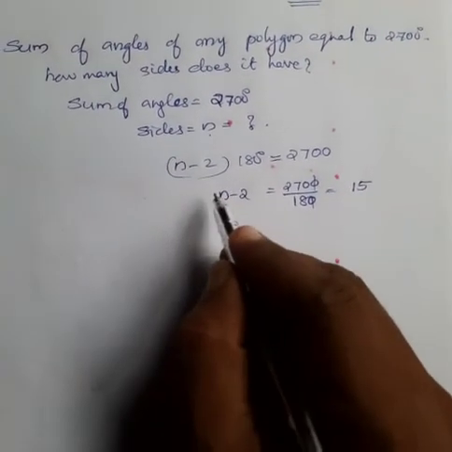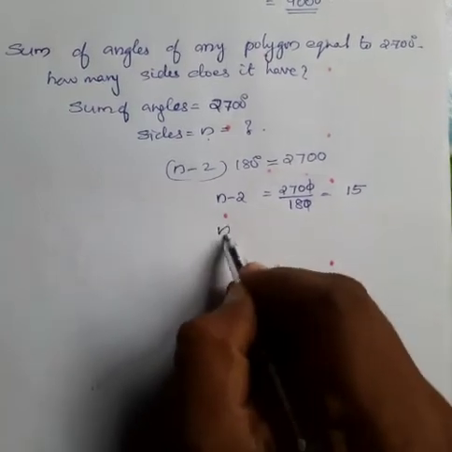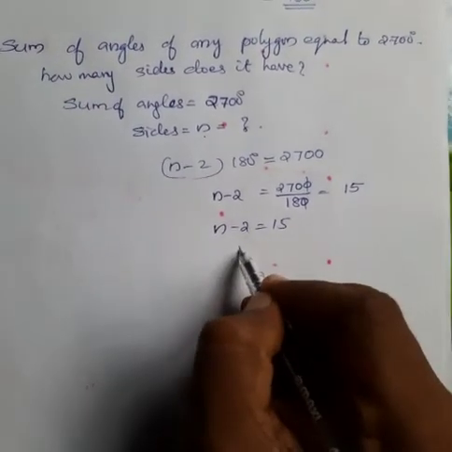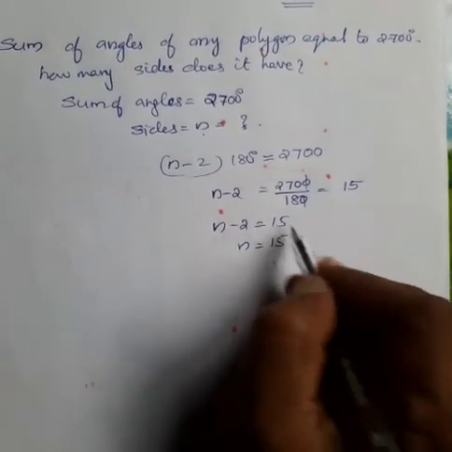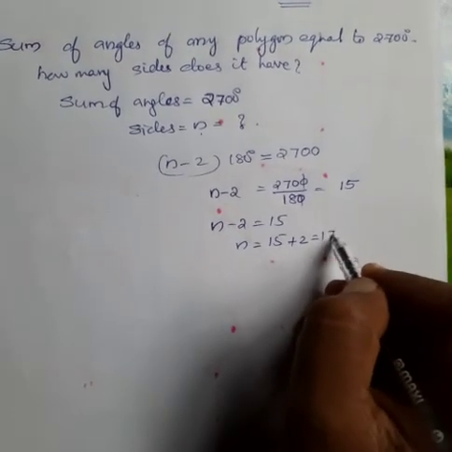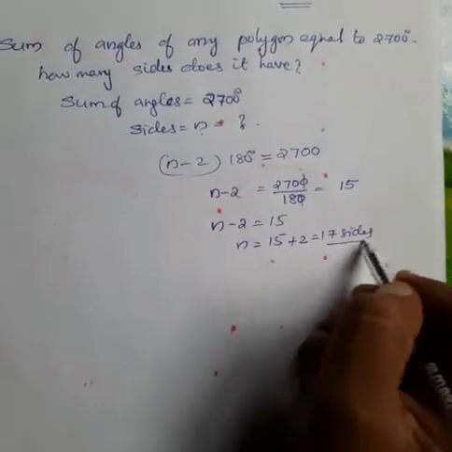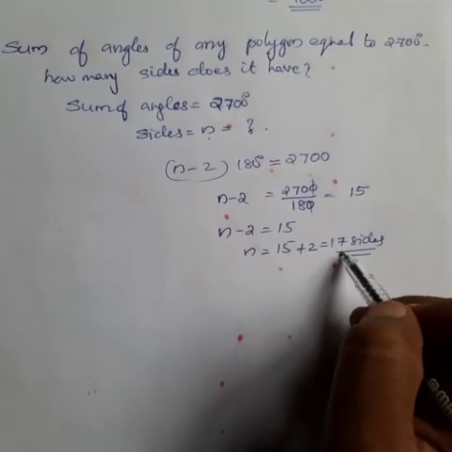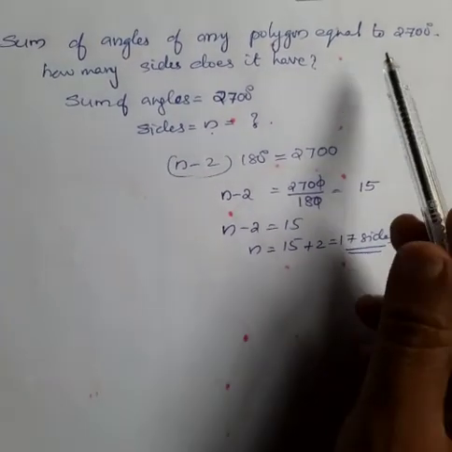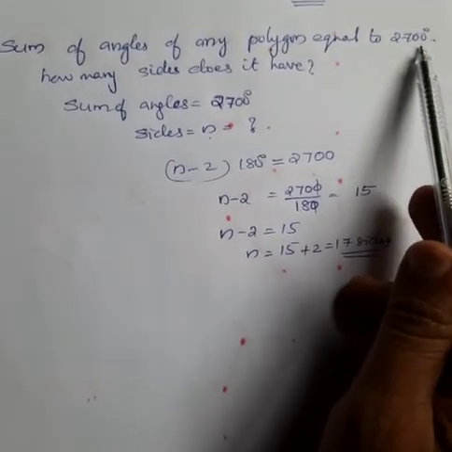We have to find n, not n minus 2. So n minus 2 is 15. What is n? 15 plus 2. It is 17 sides. So a polygon having 17 sides has the sum of angles 2700.